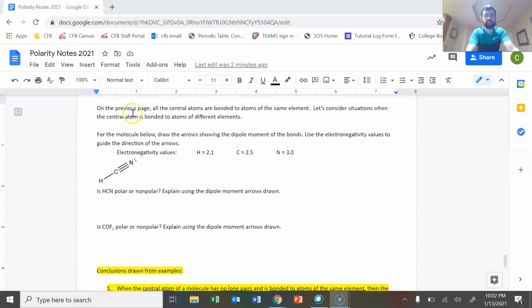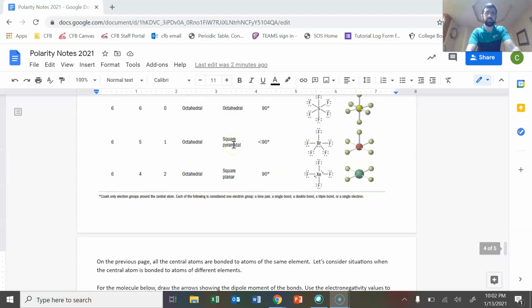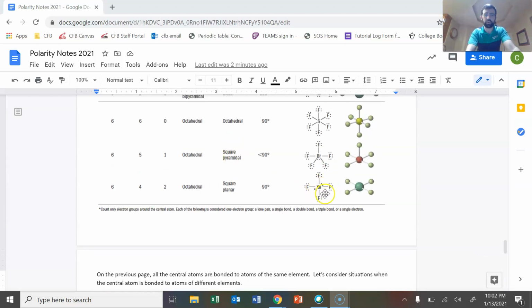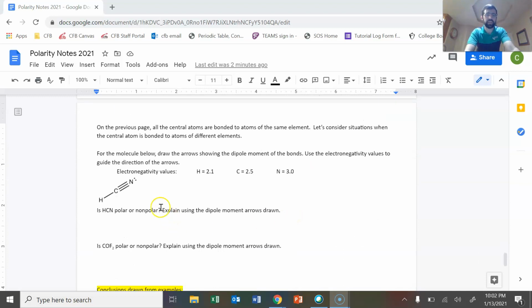All right, so it says here on the previous page, all the central atoms are bonded to atoms of the same element. But we want to consider situations when the central atom is bonded to atoms of different elements. In all of the examples above, like XeF4, you've got a central atom bonded to 4 fluorine atoms, but it's all fluorine. All of the outer atoms are the same. This is a situation where the outer atoms are different. Let's think about this, and we're going to use the example below.